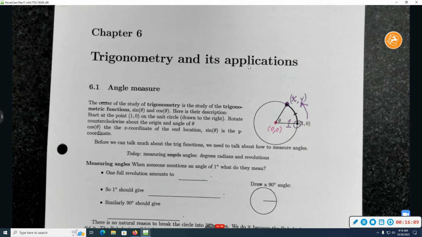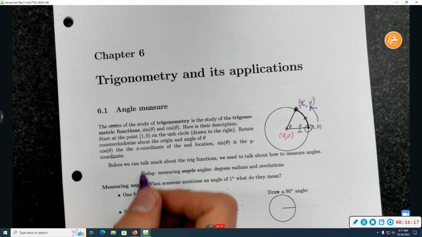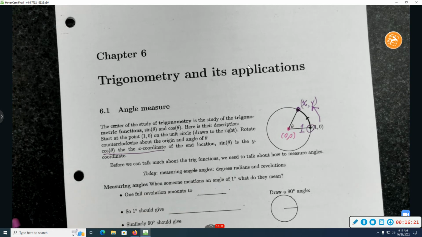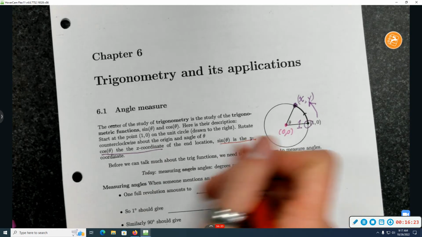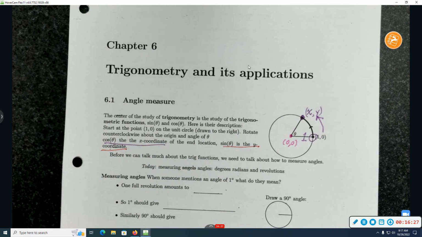All the trig functions do is record the coordinates at that point. Cosine of theta is the x coordinate. Sine theta is the y coordinate. And maybe we'll just do this quick sanity check. I wrote that down as if they're functions. Are they actually functions?